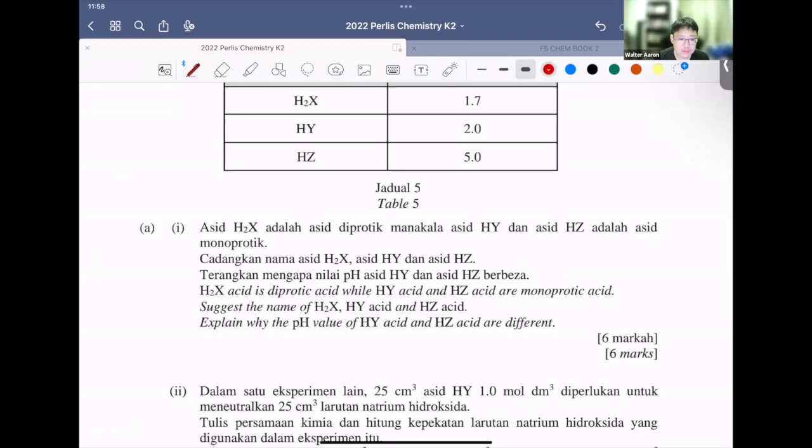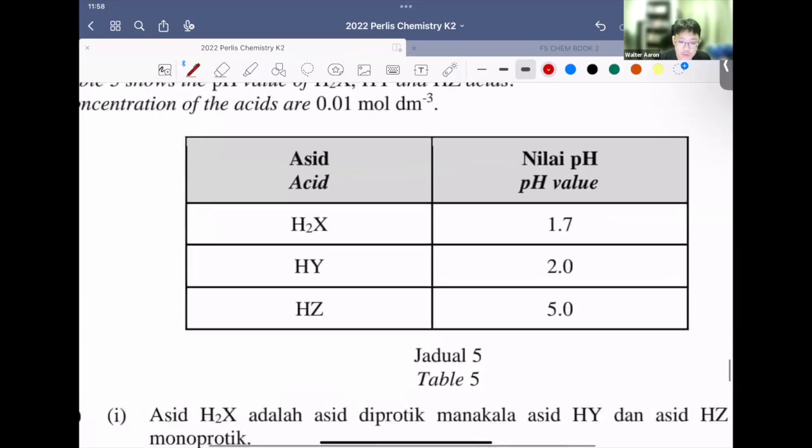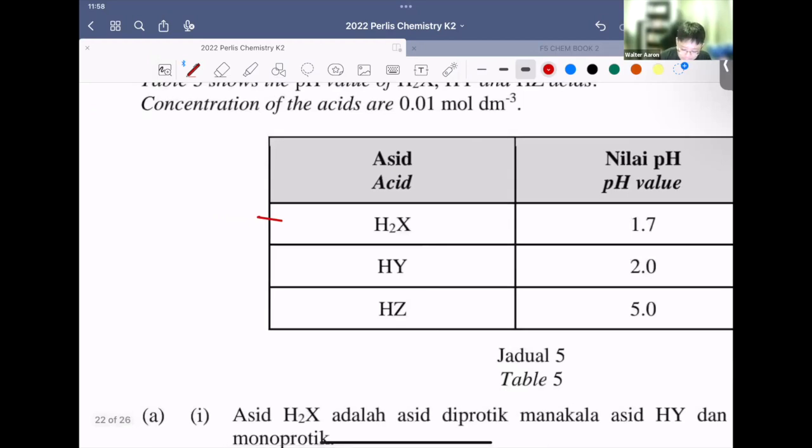So A1 here says that H2X is a diprotic acid, while HY and HZ are monoprotic acids. Suggest the name of H2X, HY, as well as HZ, and explain why the pH value of HY and HZ are different. This is actually quite simple. Since I explained to you just now the identity of those acids, we can predict them quite easily. Since H2X is a diprotic acid and also a very strong one, we'll say that this is sulfuric acid.